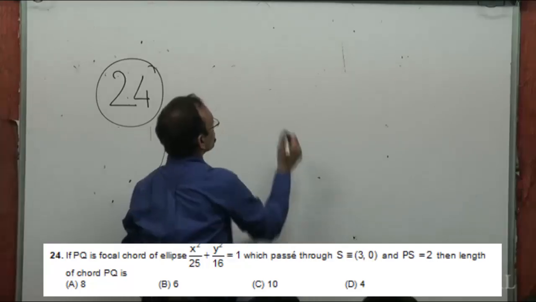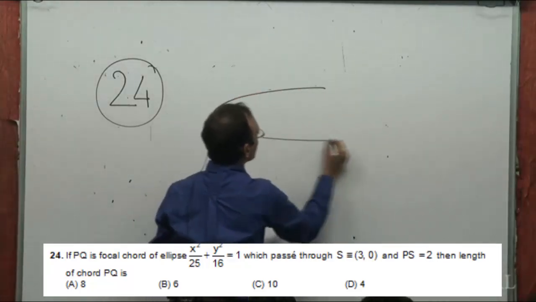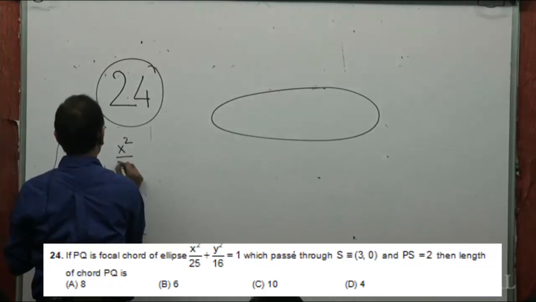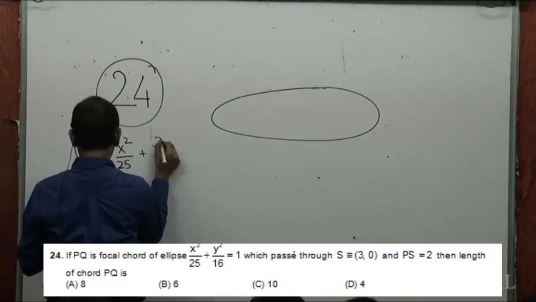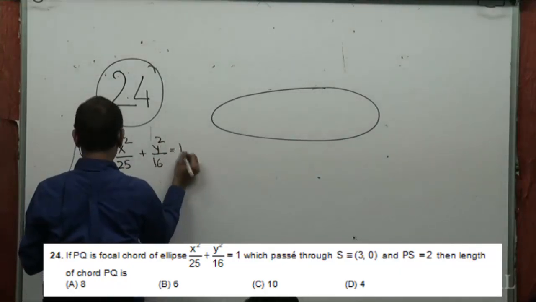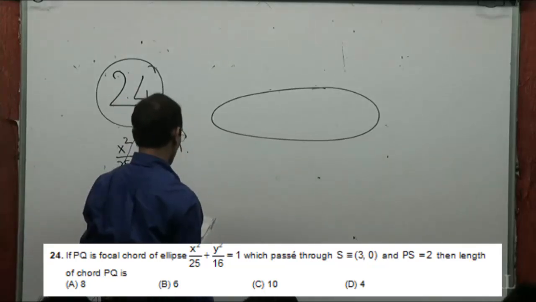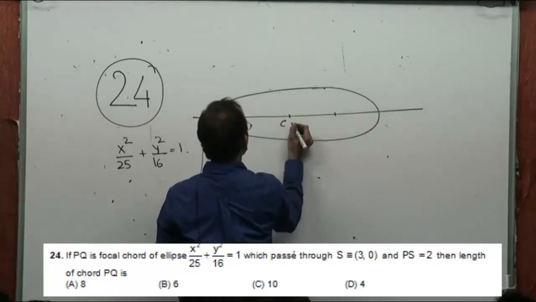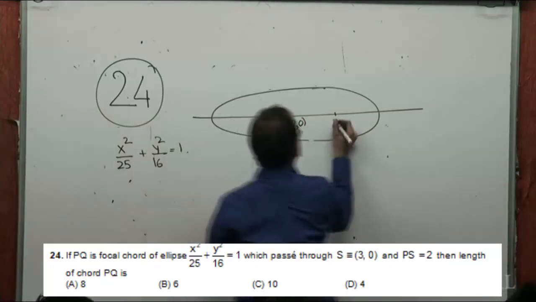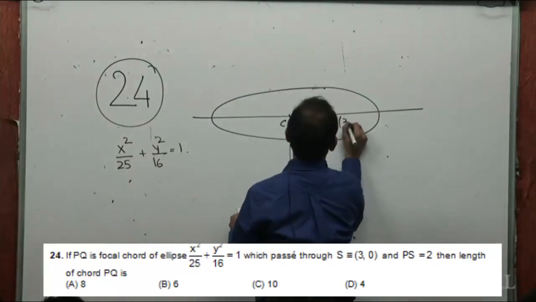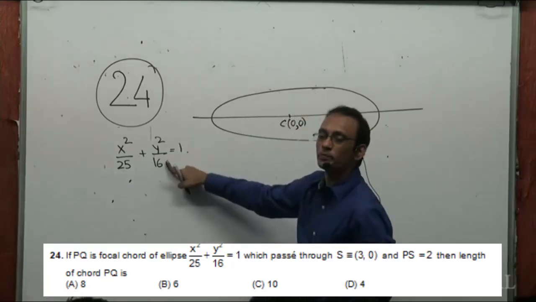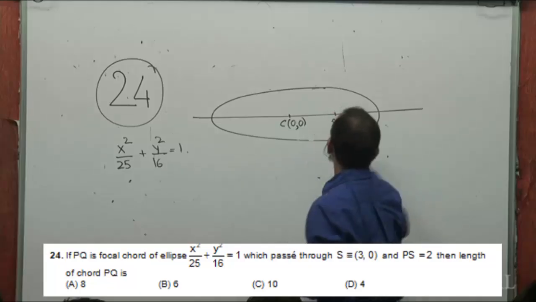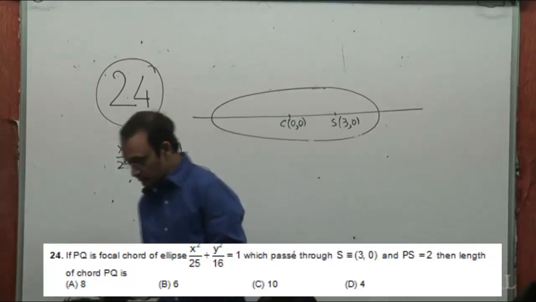PQ is a focal chord of the ellipse x squared by 25 plus y squared by 16 equal to 1. The center is C (0, 0) and they've already given the focus S (3, 0). You could have also obtained the foci, ae and minus ae, directly. But if they have given it, why not take it?